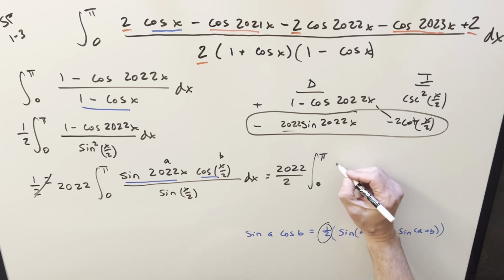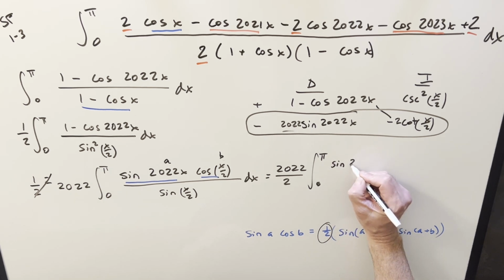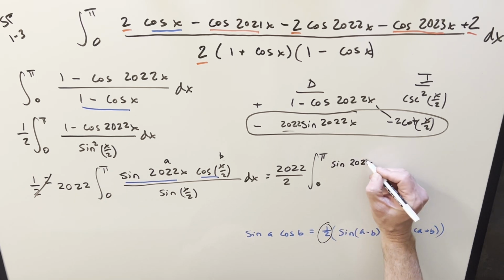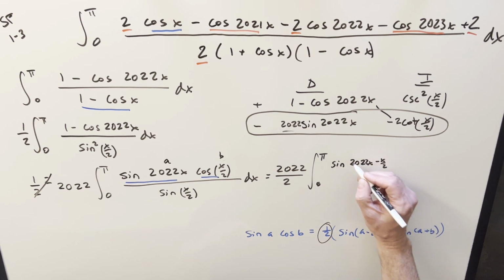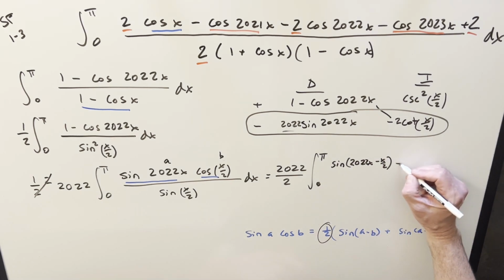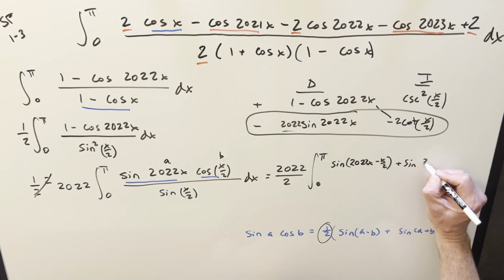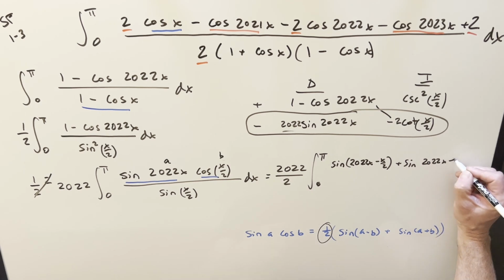Then using this, I'm also going to not reduce this for now. So I'm going to write this as sine of 2022x minus x over 2. And then for the second one, we just need to add the angle. So it's going to be sine of 2022x plus x over 2.